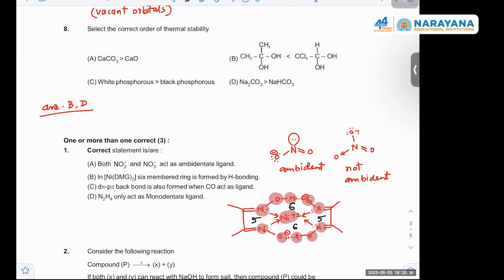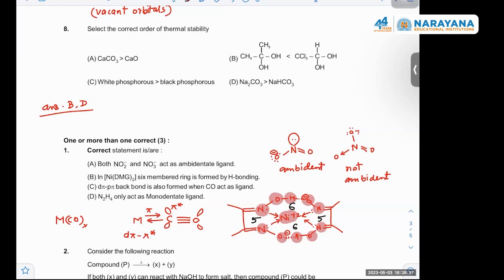Now in the case of C, d pi-p pi back bond is formed when CO acts as a ligand. So if we take a metal complex like M-CO-X type, that CO will be giving electrons to the metal, and the metal is going to give electrons in a back bond format from the d electrons. The nature of the bond will be pi. But the donation will be in the pi star of the CO. So the back bond will not be in the p, it will be in the pi star. The type of back bond will be d pi and pi star, not the p pi.